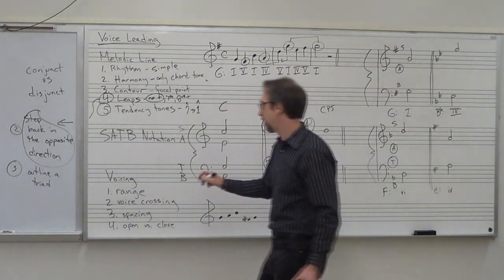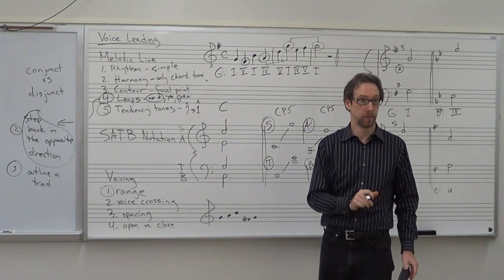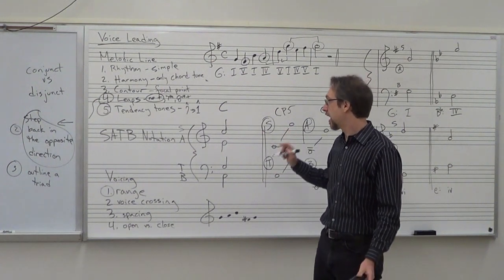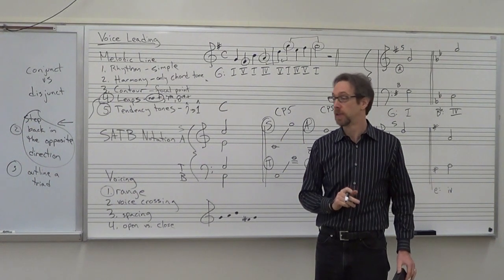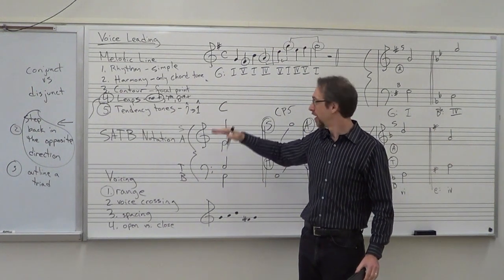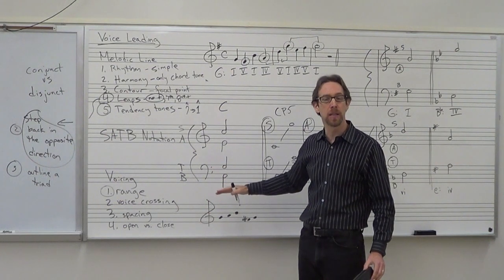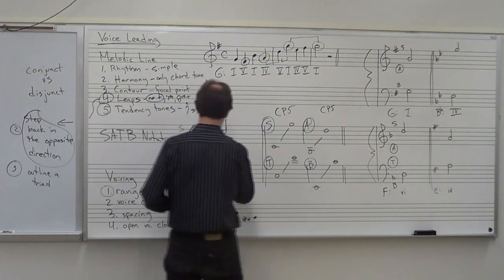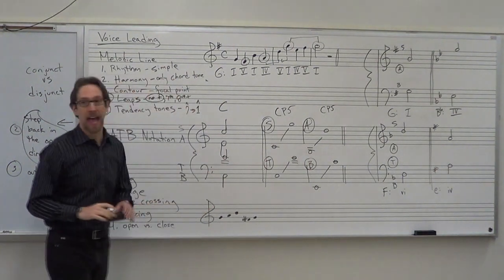All right, so first step, make sure you're writing your notes in the appropriate range. If you write it outside of the range, that person can't sing it. Second is voice crossing. You are not authorized to write voice crossing. What that means is the soprano voice must be the highest pitch, the alto the next highest, the tenor the next highest, the bass the lowest. You are not allowed to write something like that.